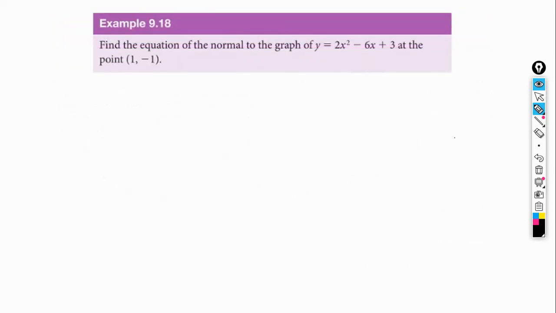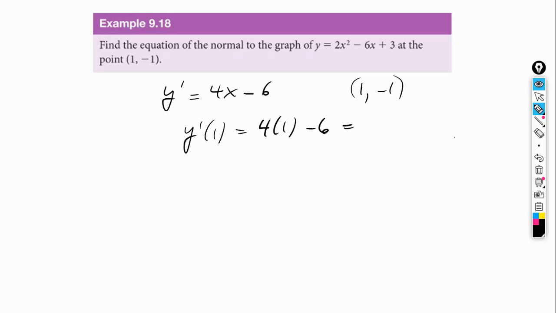So in example 9.18, they ask us to find the equation of the normal to the graph of y equals 2x squared minus 6x plus 3 at the point (1, -1). So we proceed to do the same thing. First of all, we need the derivative in order to find the slope of the tangent. The derivative of y is going to equal 4x minus 6. Once we have this, and we know that it's at the point (1, -1), the slope of the tangent would be equal to plugging in 1 here, right? So this would be 4 times 1 minus 6, and this equals -2.